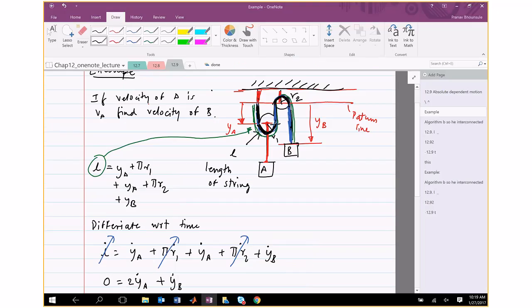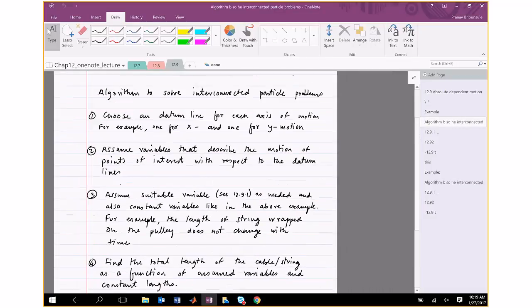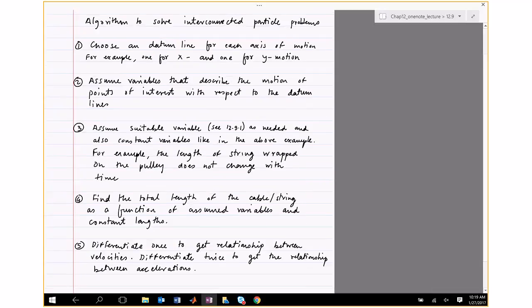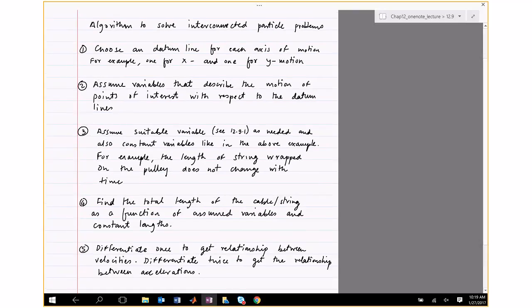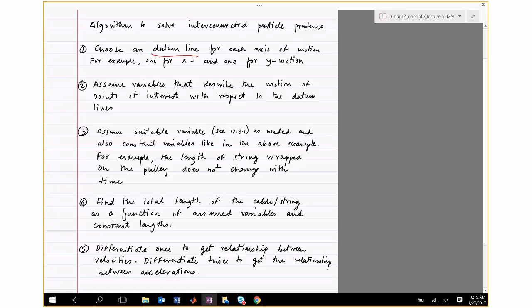So here is the recipe. When there are multiple particles, first what you do is choose a datum line. So the keyword here is the datum line. You can have multiple datum lines, that's absolutely fine. You can have one for the x, one for the y. You can have 2 in the x direction, so that will be problem specific. Then assume variables that describe the motion of points. So that would be things like xa, xb, ya, yb.